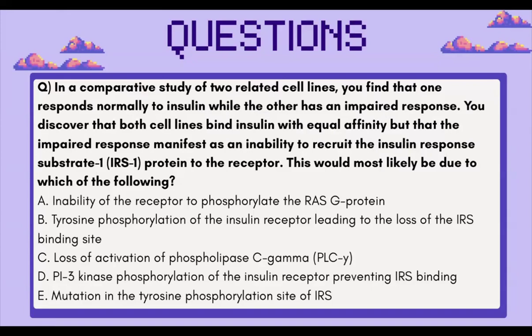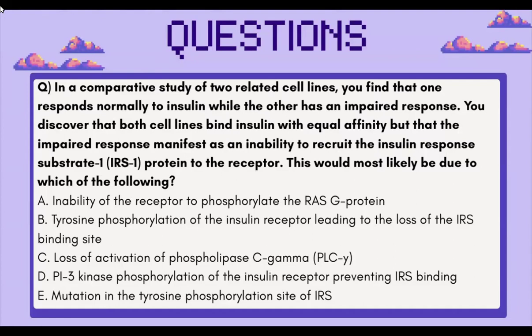Would it be A? Okay, why do you think A? No, look, first of all, I kind of don't understand the question, as in, impaired response manifests as an inability to recruit the insulin response substrate 1 protein to the receptor. Hold on. I just don't understand how the question was worded.